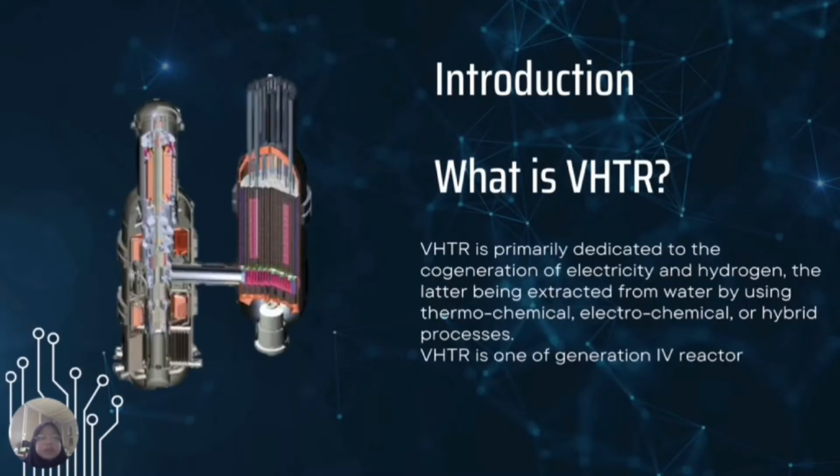What is VHTR? Basically, VHTR is primarily dedicated to the cogeneration of electricity and hydrogen, the latter being extracted from water by using thermochemical, electrochemical, or hybrid processes. Its high outlet temperature also makes it attractive for the chemical, oil, and iron industries. VHTR can support the efficient production of hydrogen by thermochemical processes. So VHTR is one of the four Generation IV reactors.